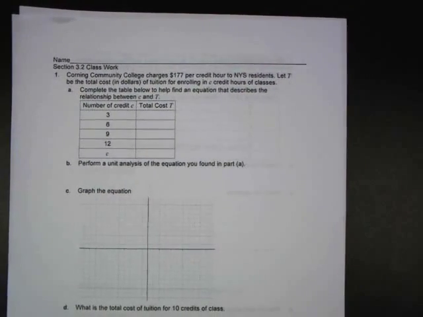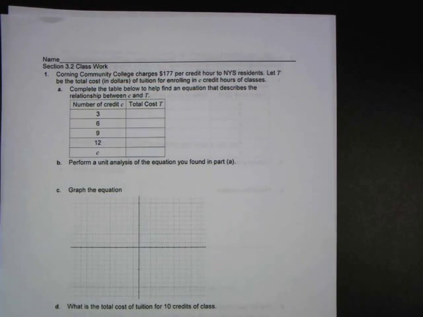So this says, Corning Community College charges $177 per credit hour to New York State residents. And that's actually the real number. I went and looked it up. Pulled the course catalog. You really are charged $177 per credit.